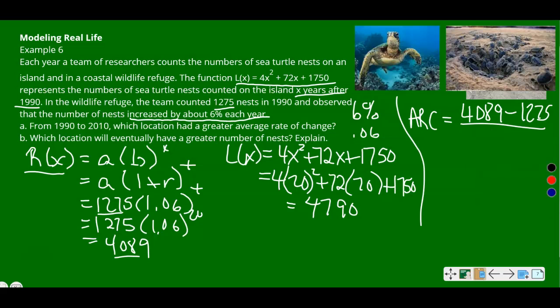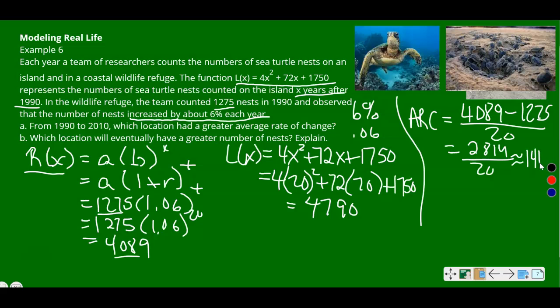We can put in 2010 minus 1990, but if we go ahead and subtract and put 20, that's fine as well. Just simplifying a little quicker. So 4,089 minus 1275 would be 2814, divided by 20, and that is about 141.